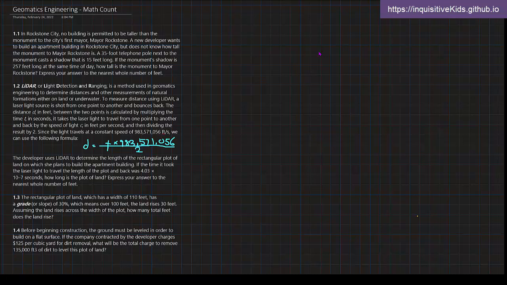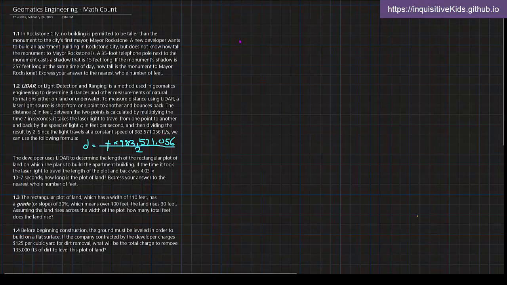In Rockstone City, no building is permitted to be taller than the monument to the city's first mayor, Mayor Rockstone. A new developer wants to build an apartment building in Rockstone City, but does not know how tall the monument to Mayor Rockstone is. A 35-foot telephone pole next to the monument casts a shadow that is 15 feet long. If the monument's shadow is 257 feet long, at the same time of day, how tall is the monument to Mayor Rockstone? Express your answer to the nearest number of feet.